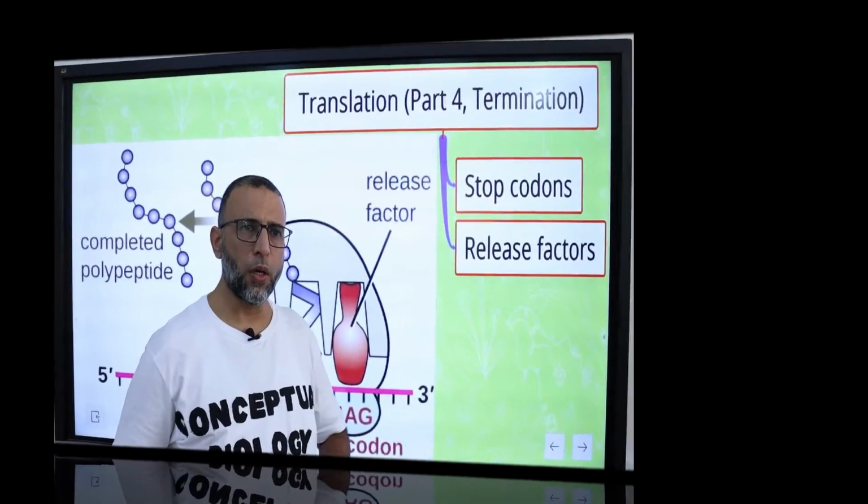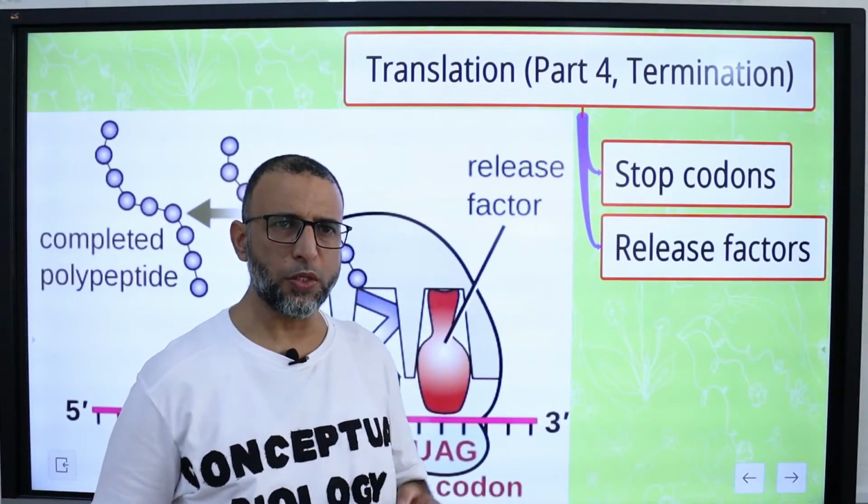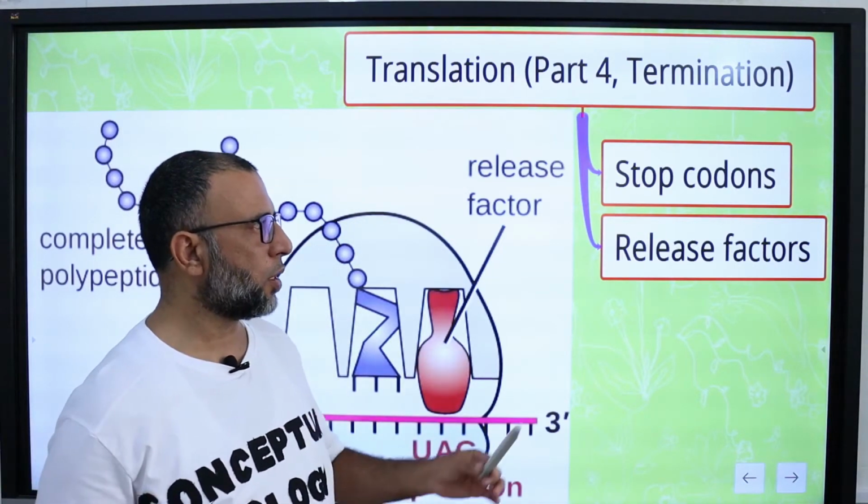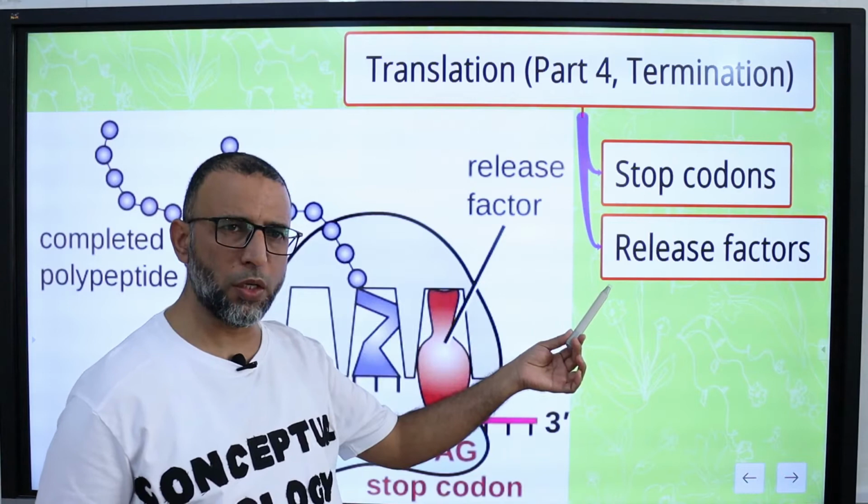In this lecture, we are going to talk about part 4 of translation, and we focus on termination. Main points of the lesson are stop codons and release factors.